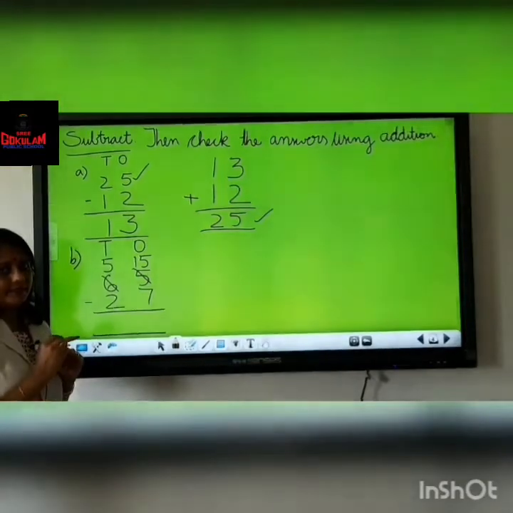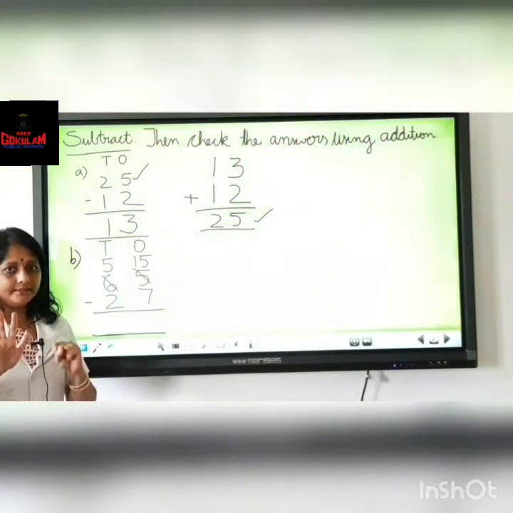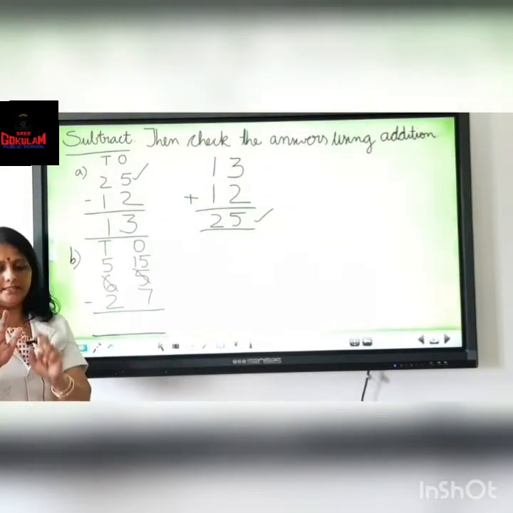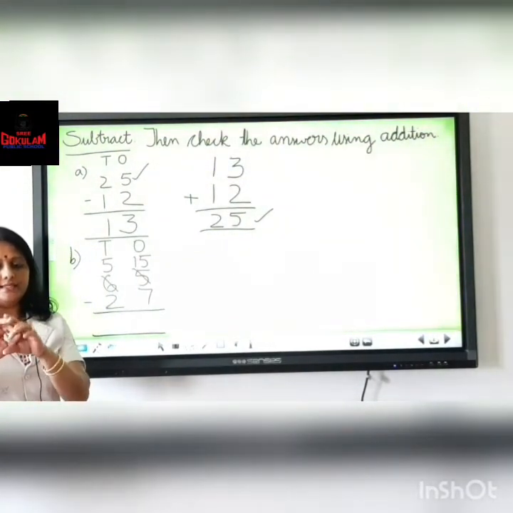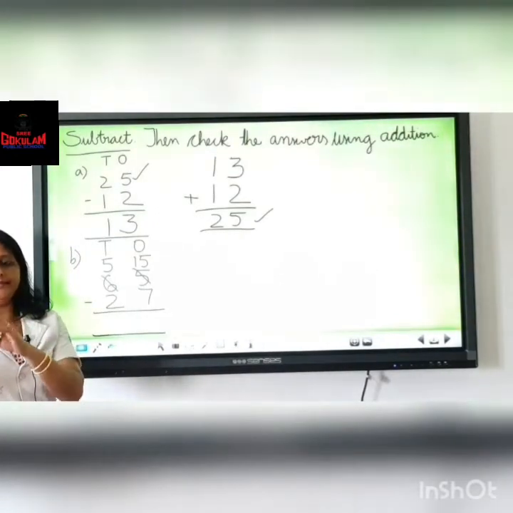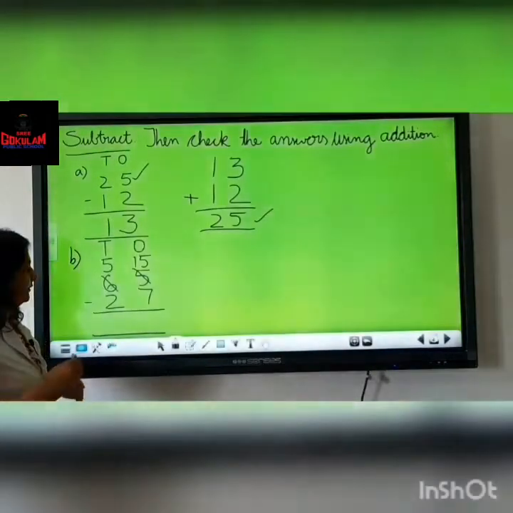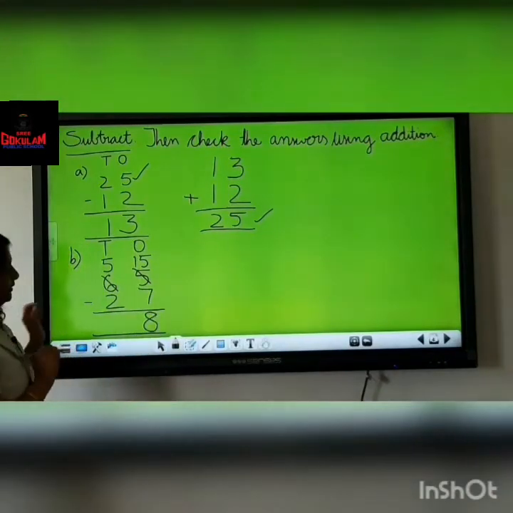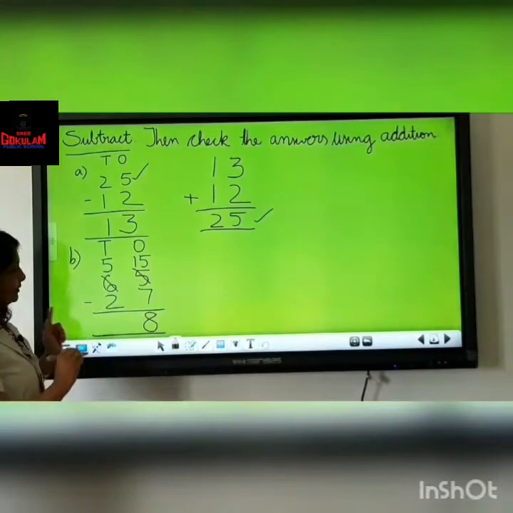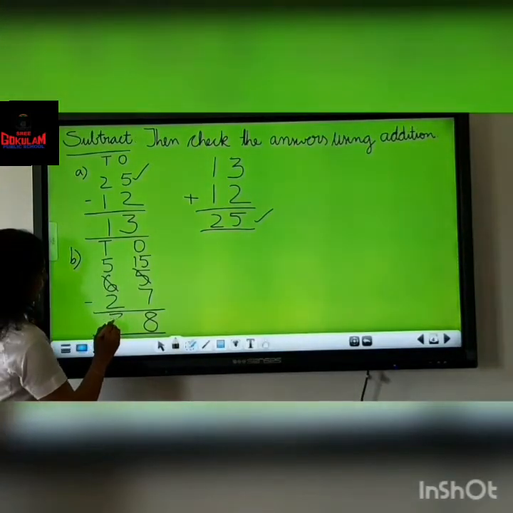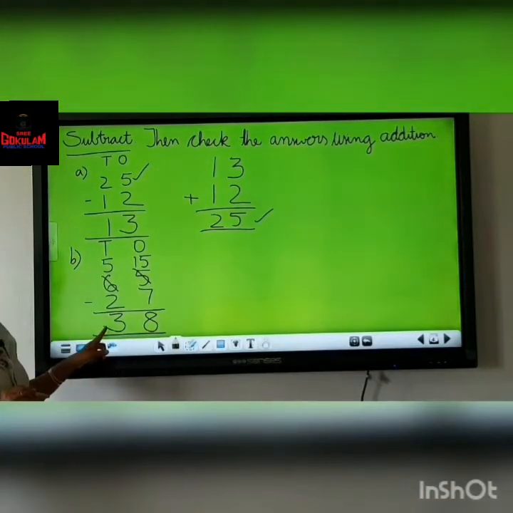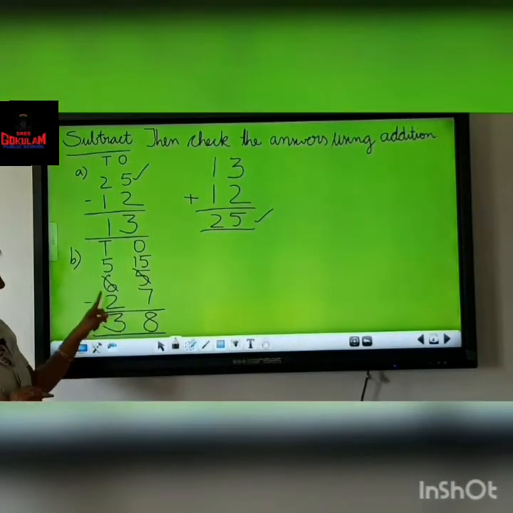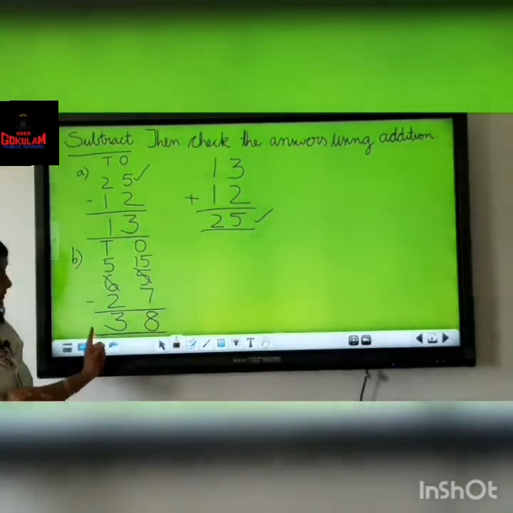What is 15 minus 7? Take 7 fingers. Before 15, 14, 13, 12, 11, 10, 9, 8. The answer here in ones place is 8. 5 minus 2. What is 5 minus 2? 3. 38. So, we got the answer 38. We subtracted 27 from 65 and we got the answer 38.